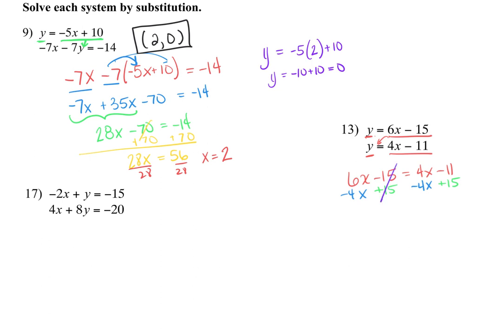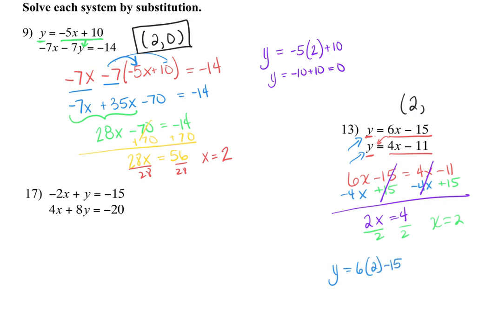So my numbers should cancel on one side. My variables should cancel on the other. And I'm going to get 2x equals 4. Finish that out, x equals 2. So once again, I have the x portion of it. To solve for y, I'm just going to plug it back into either equation. It does not matter. So I would say y equals 6 times 2 minus 15. 12 minus 15 equals negative 3. That is my y value here. 2, negative 3 is my answer.